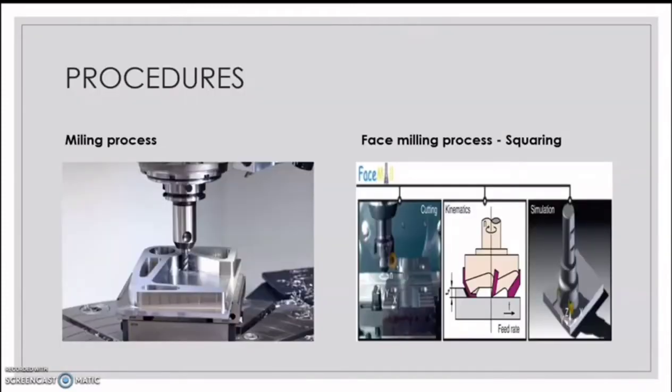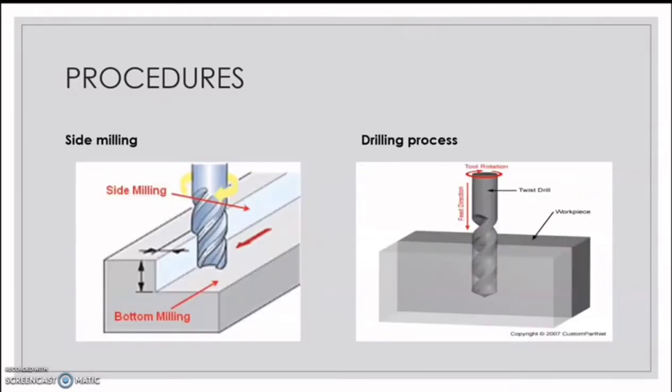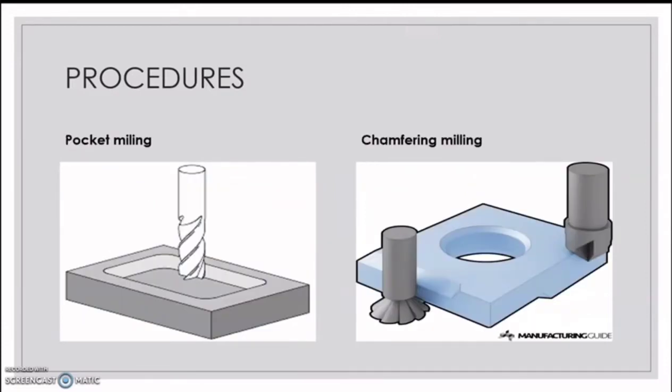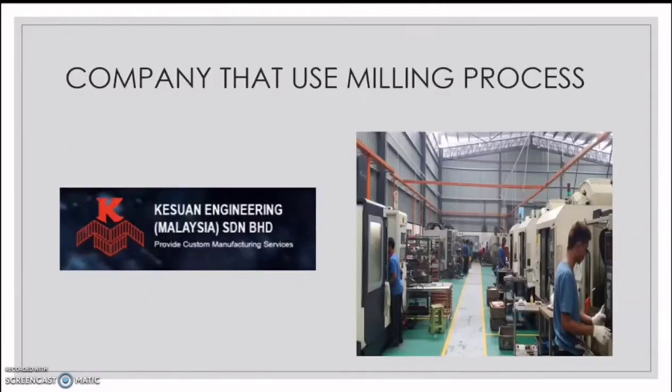These are the procedures: milling process, face milling process, squaring, side milling, drilling process, pocket milling, and chamfering milling. This is the company that uses the milling process: Kesuan Engineering Malaysia Sdn Bhd.